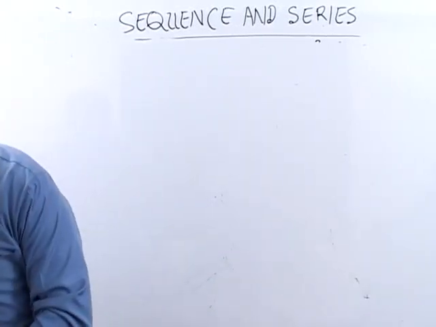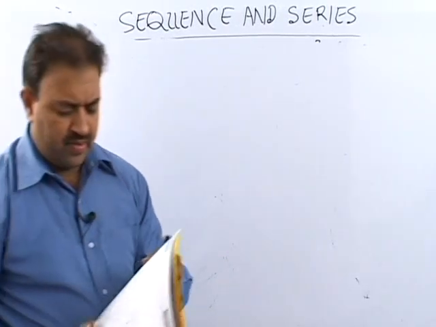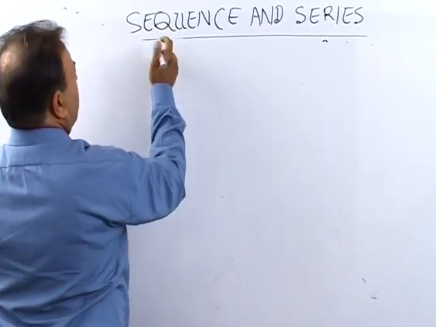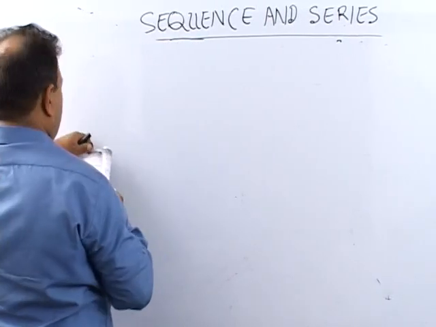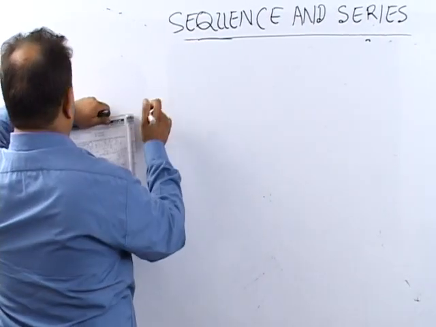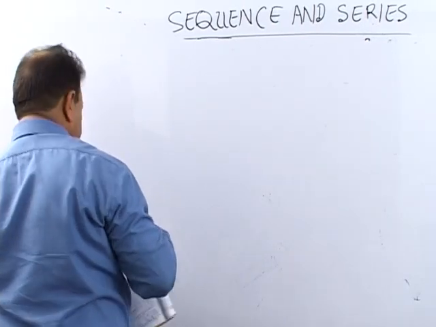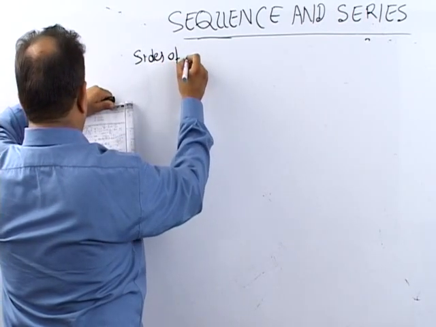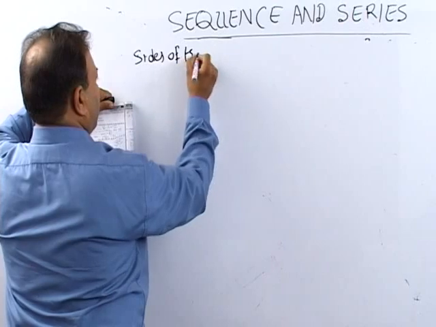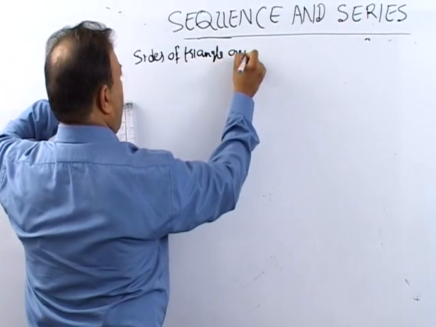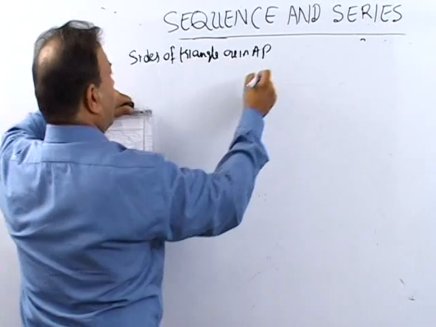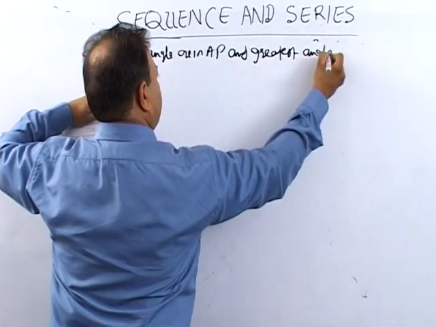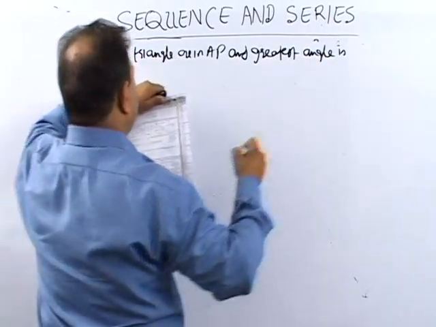So the next complex problem of this topic is question number 23. Question number 23, again a good problem. Now the 23rd question is: if the sides of a triangle are in AP, and the greatest angle is double the smallest.